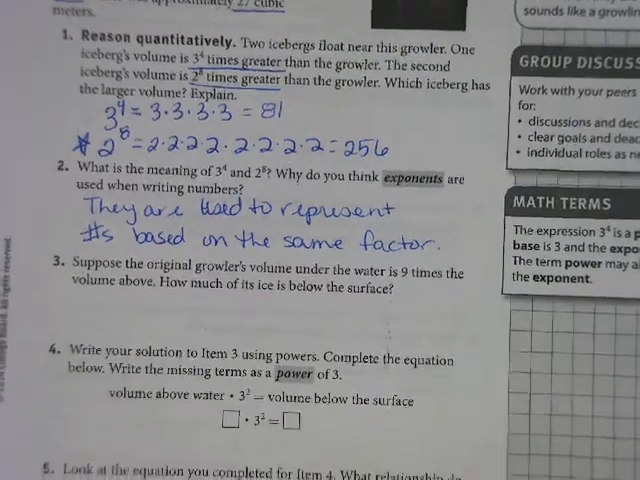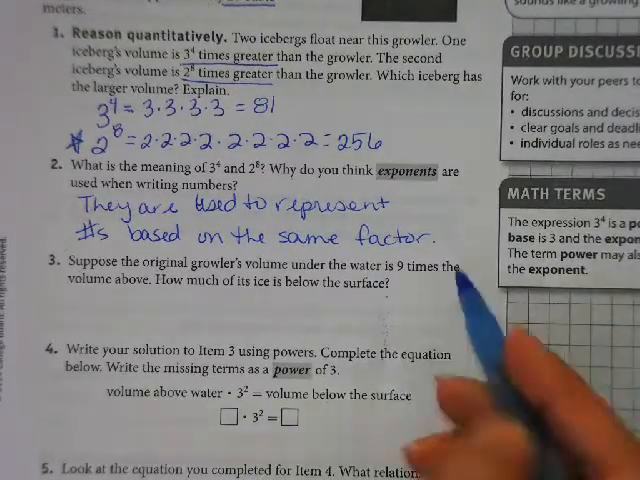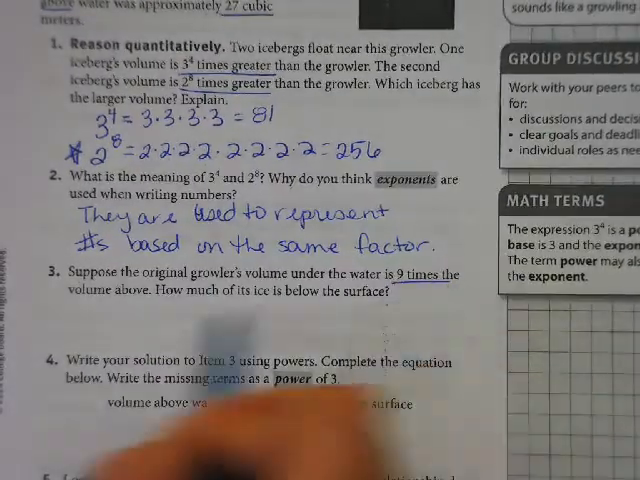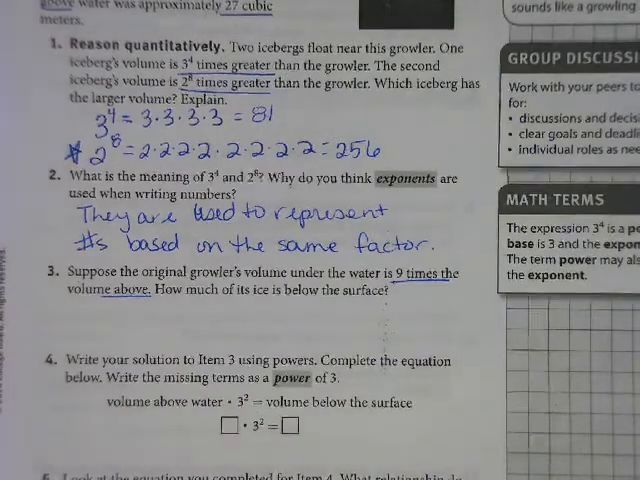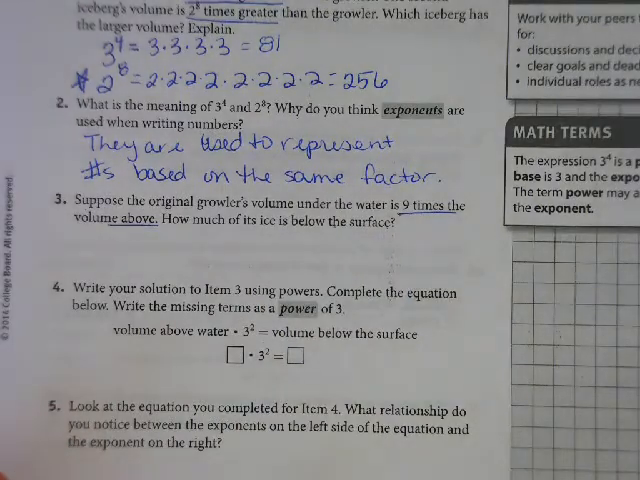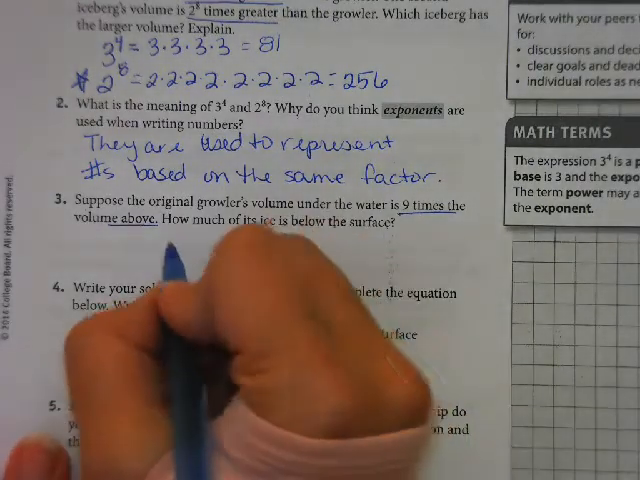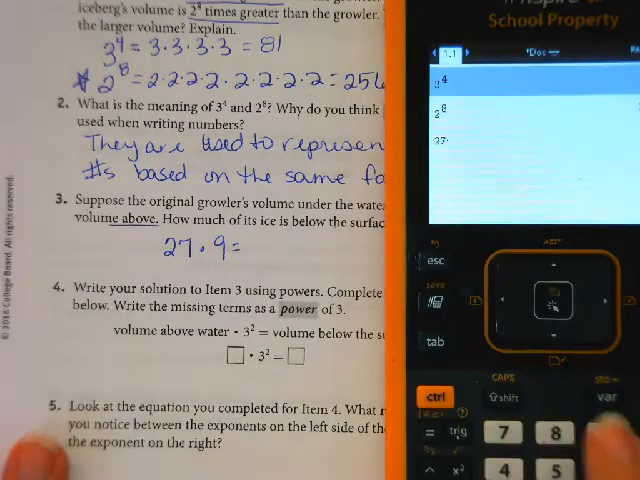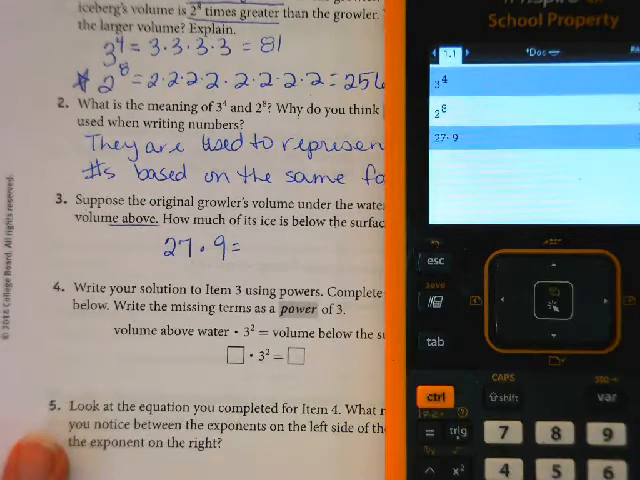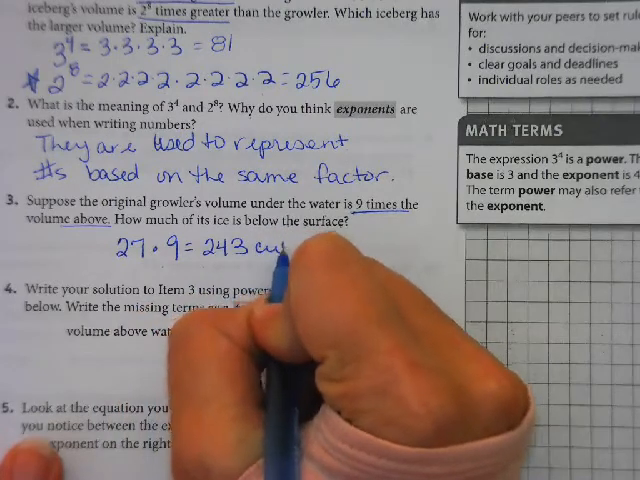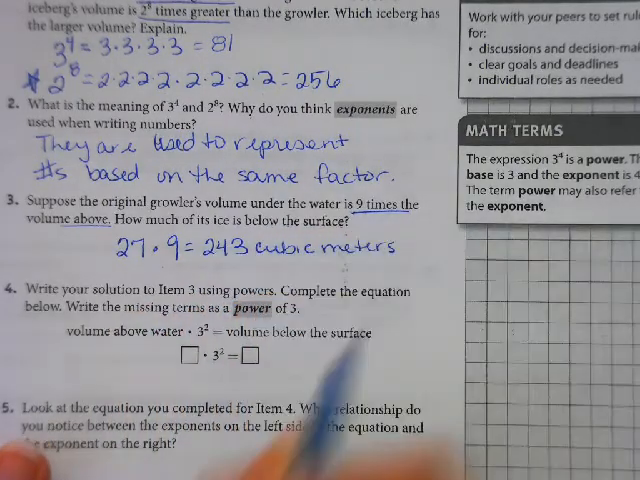All right, suppose the original growler's volume underwater, because remember, on an iceberg, you have a top part and a bottom part, is 9 times the volume above. Well, what was the volume above the water on that growler? 27. So how much ice is below the surface? What do you think we need to do here? 27 times what? Times 9. Use your calculator. 27 times 9, just because sometimes we're tired. So this is 243 cubic meters. That's the part that's below.